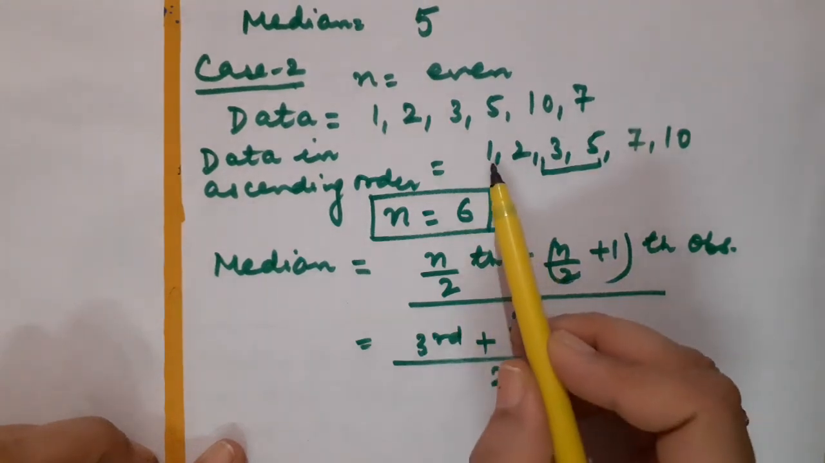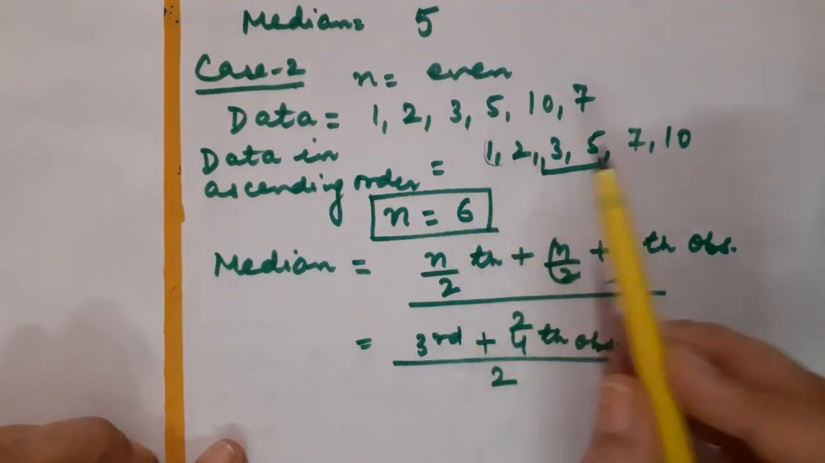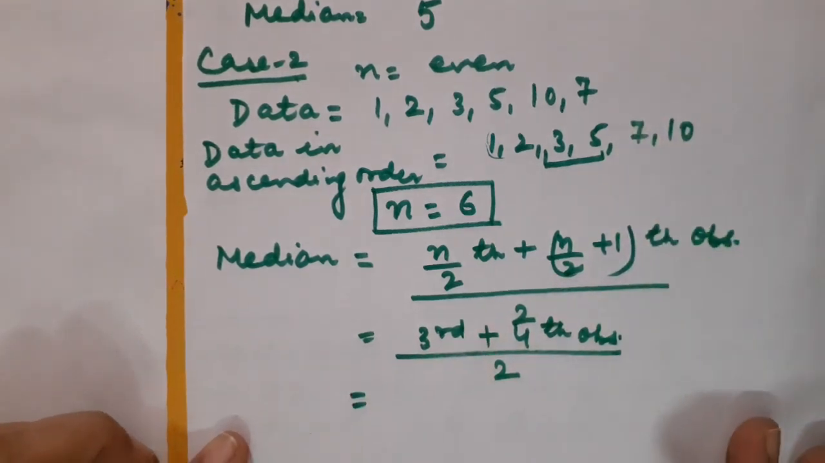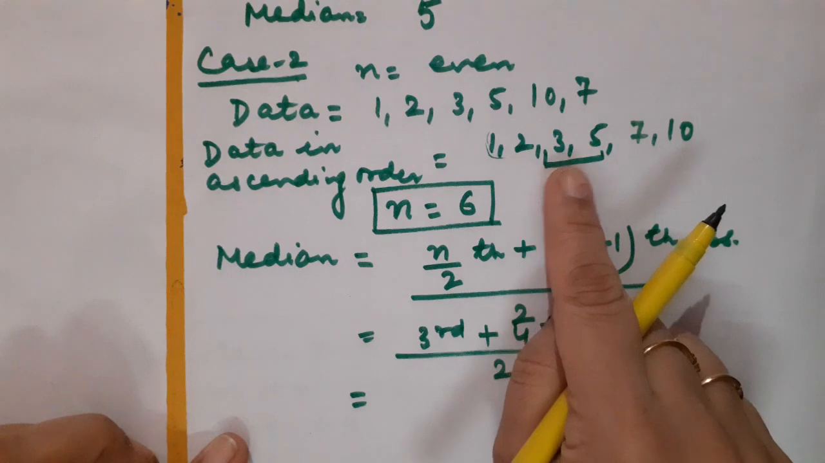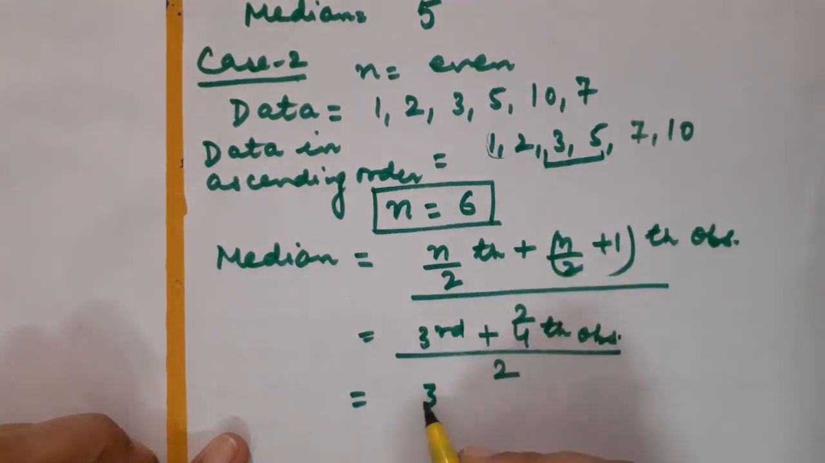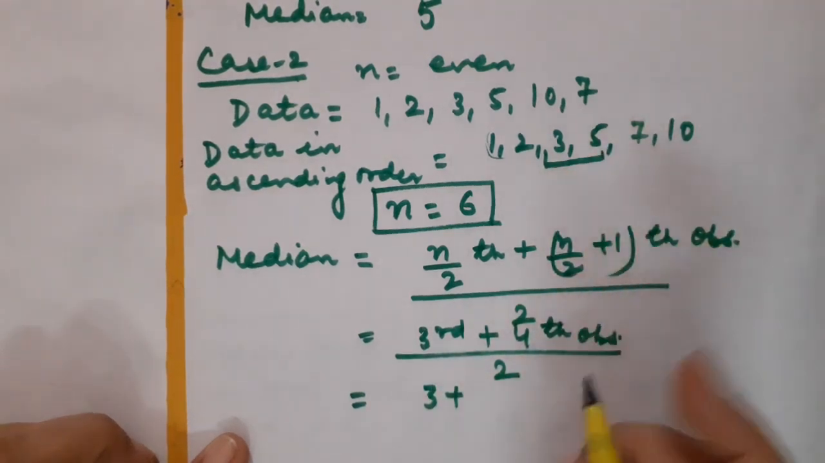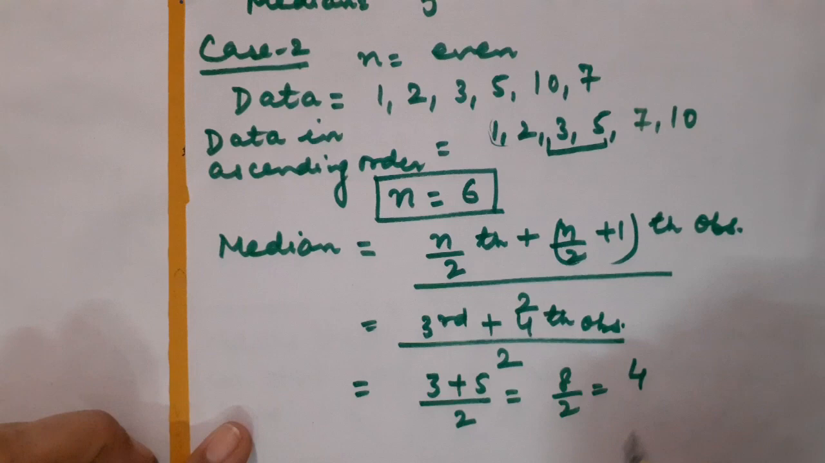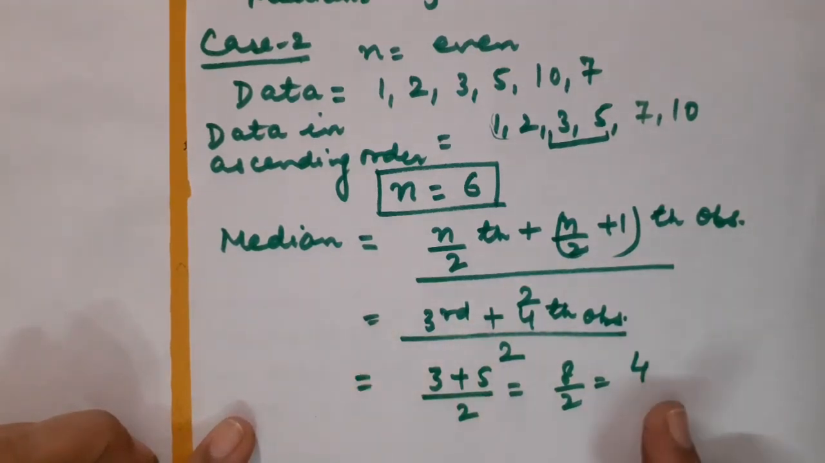See, these two are the middlemost observations. You can see on the left hand side also 2 values are left, and on the right hand side also 2 values are left. So which one is the third observation? Which is placed at the third number, that is 3, plus the fourth observation, which is 5, divided by 2. So 8 by 2, that is 4. So what would be the median, children, in this case? Median will be equal to 4.